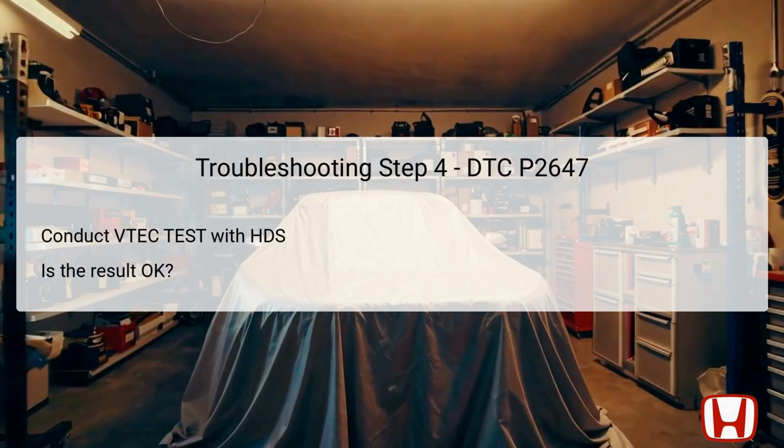The fourth step involves conducting a VTEC test using the HDS, which is crucial for directly assessing the operational status of the VTEC system in real time. This test evaluates whether the system is responding appropriately to commands from the engine control module, ECM. If the result indicates that the VTEC system is functioning correctly, it can signify an intermittent failure, meaning the system performed well during testing. But there may be underlying issues like poor electrical connections.